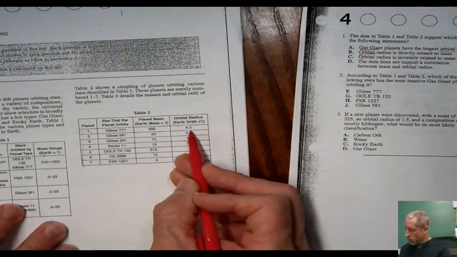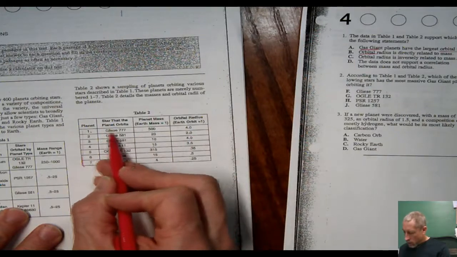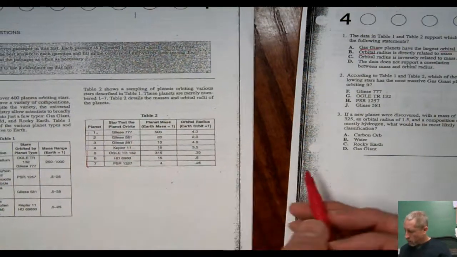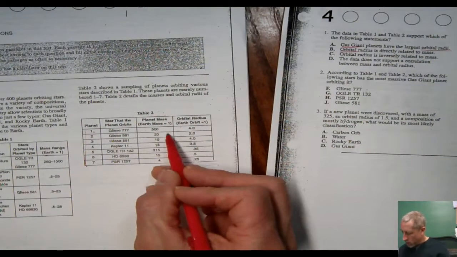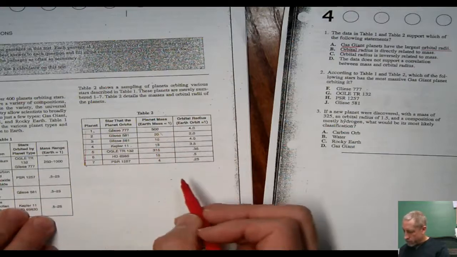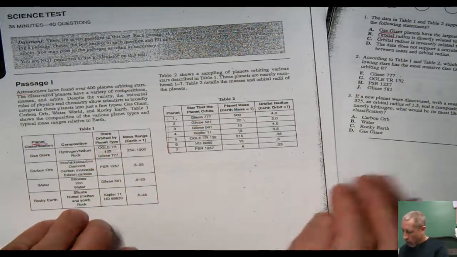The ones with the largest orbital radius are Gliese 777 and Gliese 581, and those are definitely not the most massive ones here. Or gas giants, sorry. Gas giants are Gliese 777 and Ogle TR, and Ogle TR is not among the largest Earth radius, so that one is not supported.